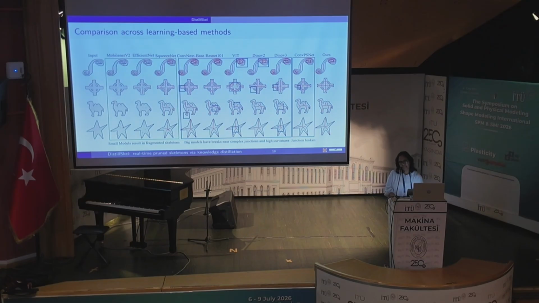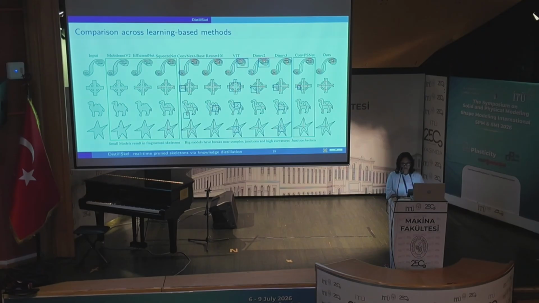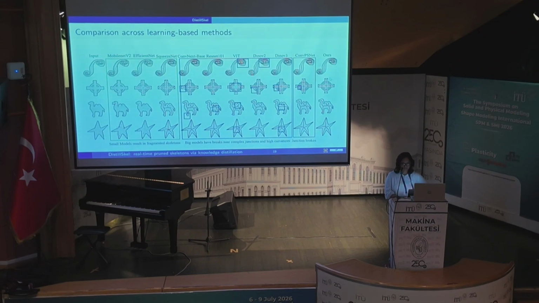We compare with different learning-based approaches. All the large foundation models and big networks overfit on a small skeleton dataset like ours, while small networks like MobileNet, EfficientNet, SqueezeNet, etc., do not accurately predict the skeleton either. This is ConfBSNet, our prior work, which had small junction breaks, and the last column shows our result. The major problem with the large networks is that since they overfit, when they are given a new shape, they do not generalize properly.